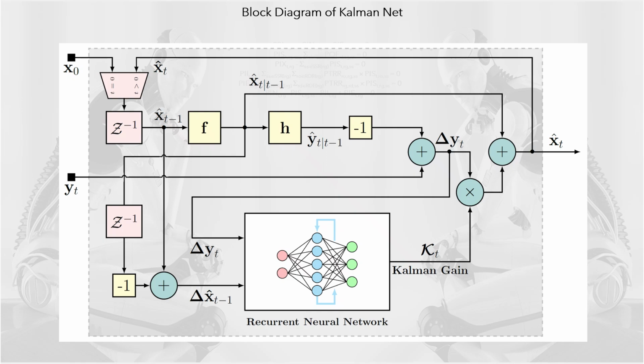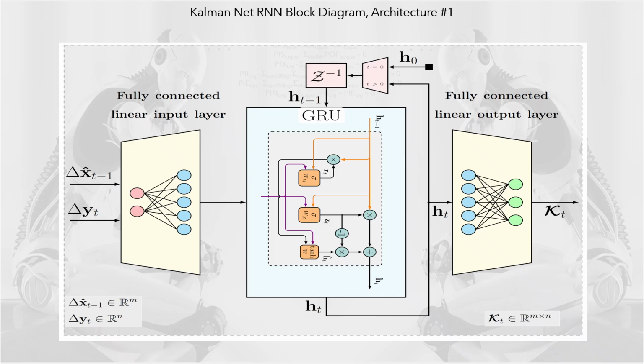Designing an RNN to learn how to compute the Kg as part of an overall KF flow requires answers to three key questions. From which input signals will the network learn the Kg? What should be the architecture of the internal RNN? How will this network be trained from data? The figure shows the KalmanNet RNN block diagram, architecture number 1.